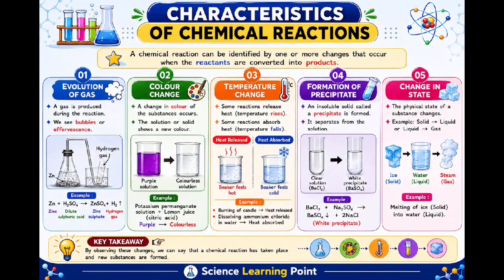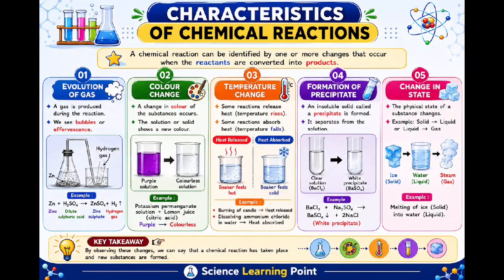And the fifth sign is the change in physical state. For example, hydrogen gas and oxygen gas can react to form water. Here, the reactants are gases while water is a liquid, so the physical state has changed. But remember, a change in physical state alone does not always mean a chemical reaction, okay? So, we should look at the formation of a new substance as well.